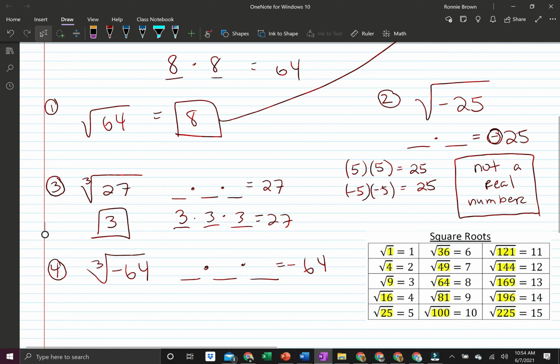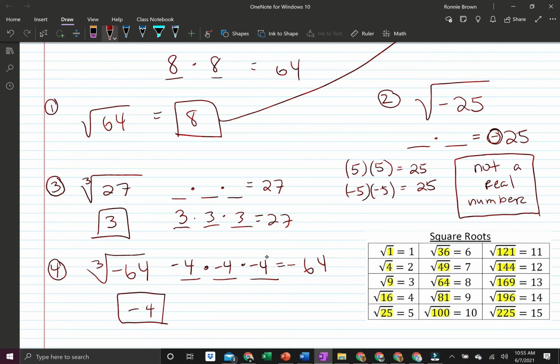Negative times negative is a positive, and then positive times that third negative would make a negative result. So now we know that'll work, but we have to think of a number. How about 4? Negative 4 times negative 4 is positive 16. Positive 16 times a third negative 4 is negative 64. So our answer is negative 4.